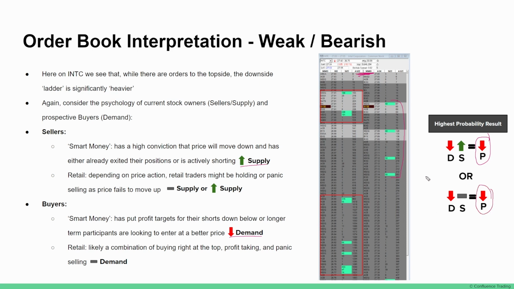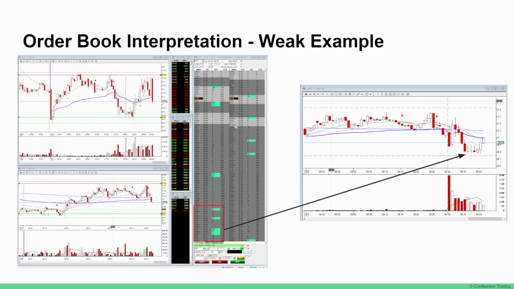So let's see what happened on the actual chart. So I actually took this screenshot that we saw in the previous slide, basically right before the market opened. And you can see that we already had all of these big orders stacked to the downside, particularly around 26.78, we had some very large orders.